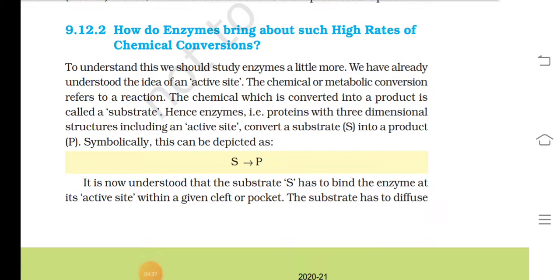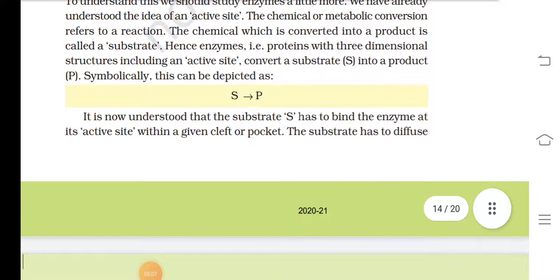9.12.2 How do enzymes bring about such a high rate of chemical conversion? To understand this, we should study enzymes a little more. We have already understood the idea of an active site. The chemical or metabolic conversion refers to a reaction. The chemical which is converted into a product is called a substrate. Hence enzymes, that is, proteins with a three-dimensional structure including an active site, convert a substrate into a product P. Symbolically, this can be depicted as S to P.